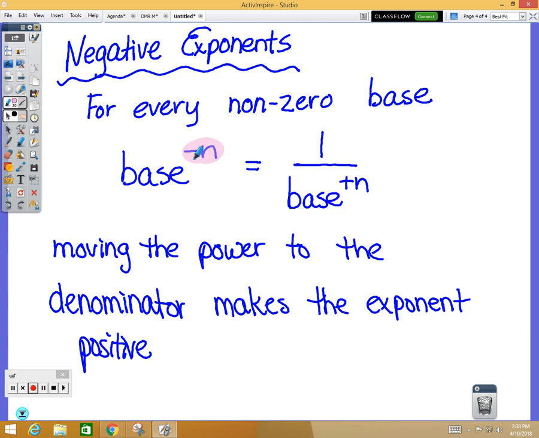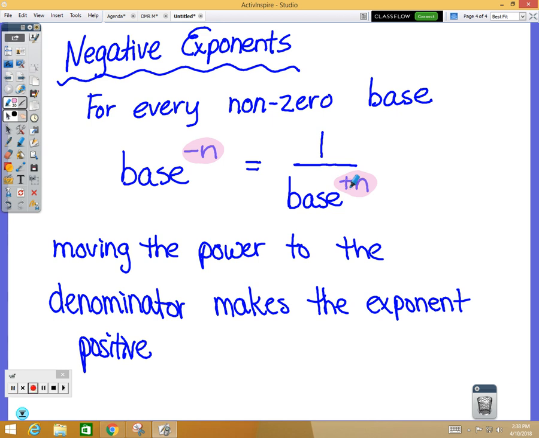So the base would not change at all. It would only be the exponent changing from being negative to positive. And it works the other way around as well. If we were given a fraction and the power is in the bottom, if we didn't want to write it as a fraction, then we could move the base up, and then the exponent becomes a negative. Okay? You should have hopefully learned this maybe in pre-algebra last year.